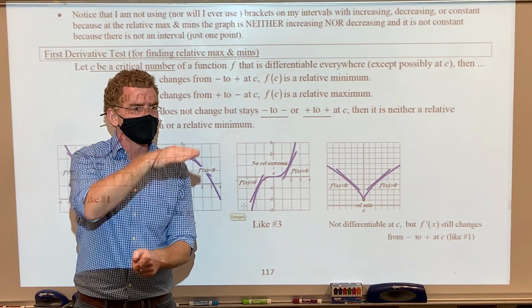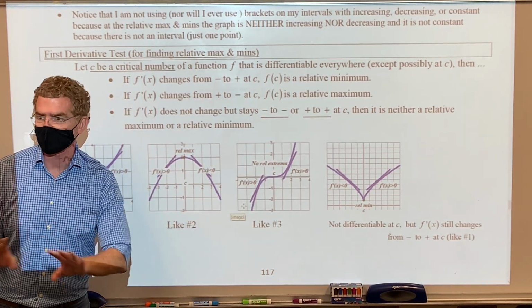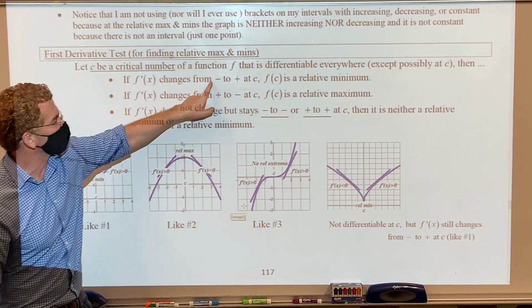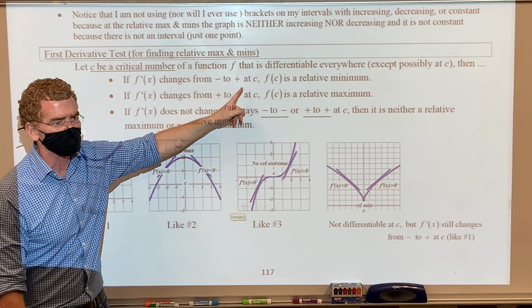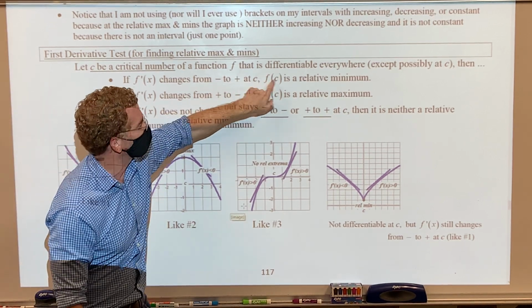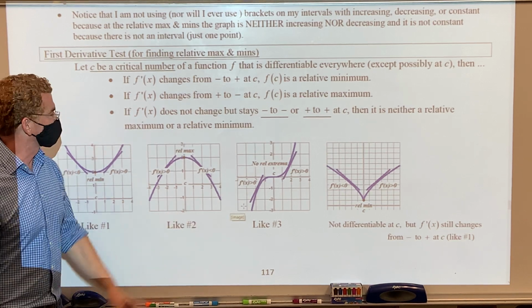Relative what? Min. So if it's a critical number, which could be a slope of 0 or DNE, and the derivative changes from negative to positive slopes, then the function has a relative min there. All right? So what about this?